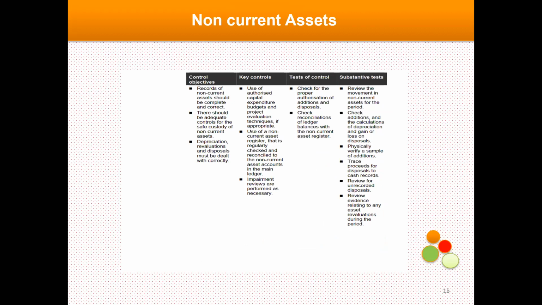Now, what are some of the tests of control that you can do here? You can check for proper authorization of additions and disposals. If the client wants to manipulate this number, they can do it through additions and disposals easily.